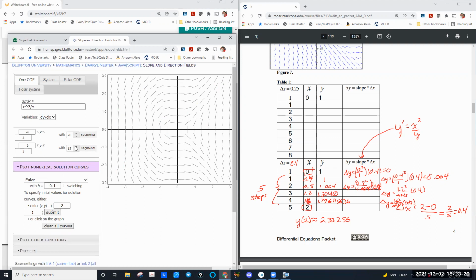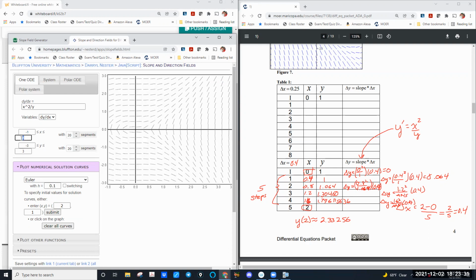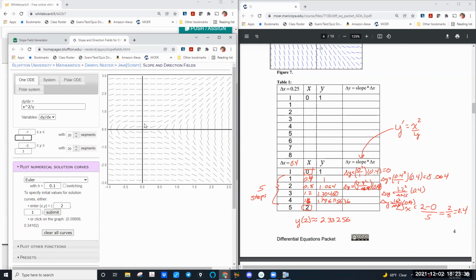Now we're only going from 0 to 1. Let's put in a few more line segments. We only care about, sorry, 0 to 2. And our initial condition was (0, 1), which is about right here. If we follow our slope field, see how it's concave up? It kind of curves upwards, right? We're going to expect this to be an underestimate of the actual value.